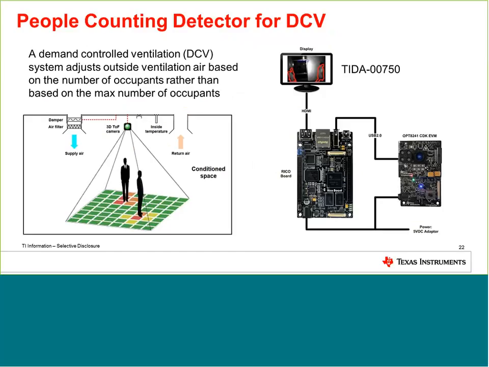So I suggest you take a look at this design, which will provide the information of how many people are in the room, and then we can adjust how much air, and the temperature of the air, that we are going to provide for that particular room. So that's another way to make a very comfortable environment. You can see here there is a RICO board. The TI Design is connected to that board. There is USB 2, and then we also have the Opto 8241 EVM connected there.